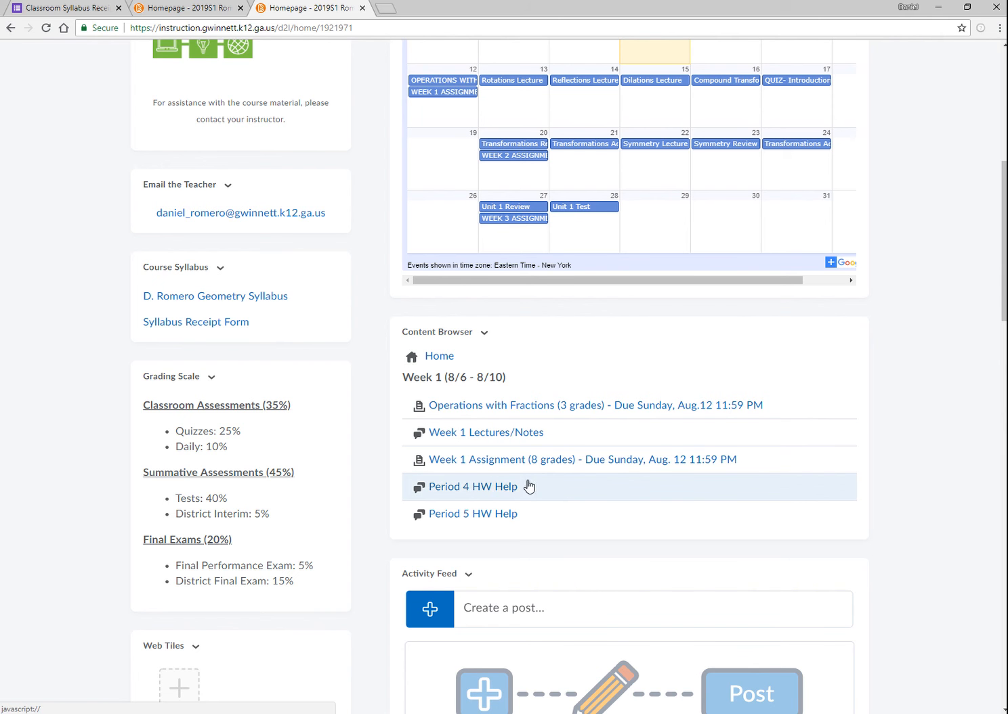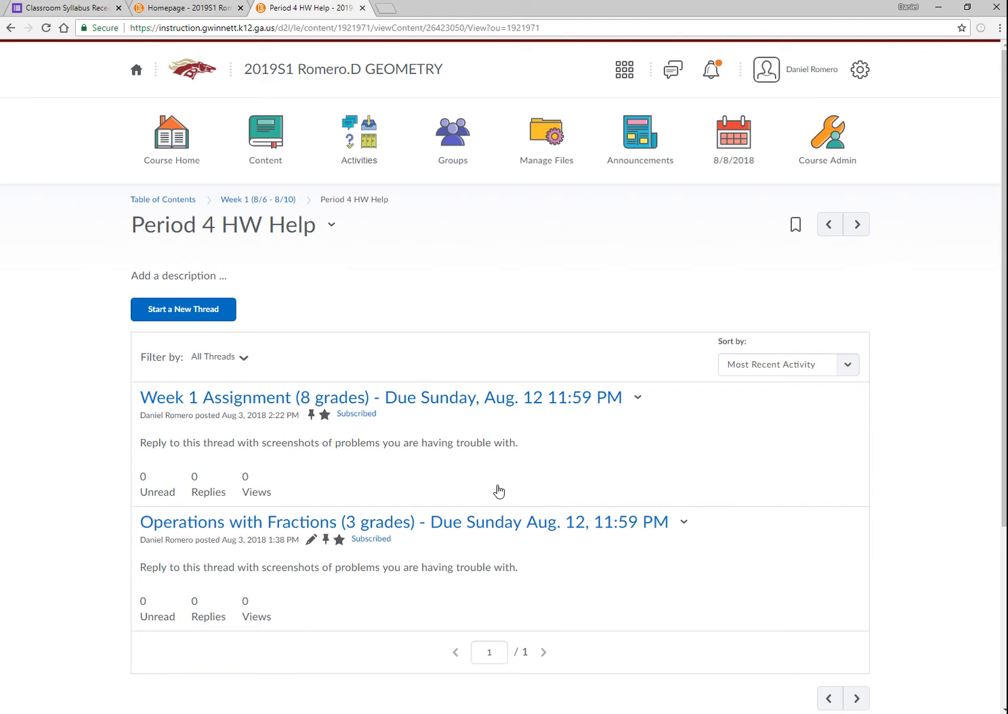If you click on the period 4 homework hub, there's going to be a thread here for every assignment for each week. Normally there's just one assignment per week. This week there are two, because there's no attendance grade this week and I want to be able to give you at least 2 grades a week. They both happen to be due on Sunday. One is worth 3 grades, one is worth 8 grades. Those are the ones with a bunch of links that you have to do.